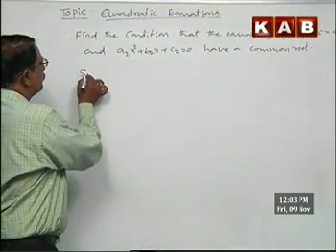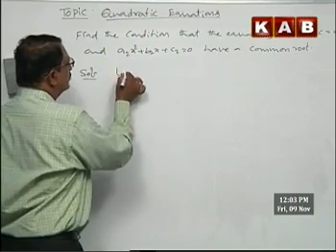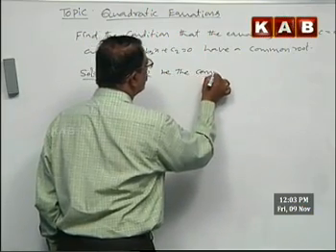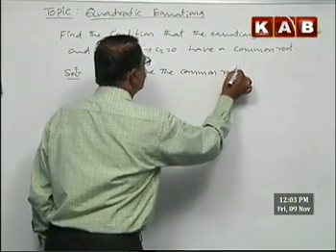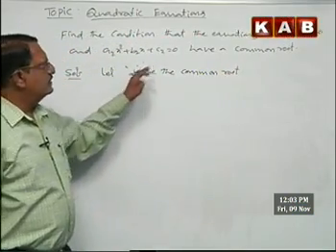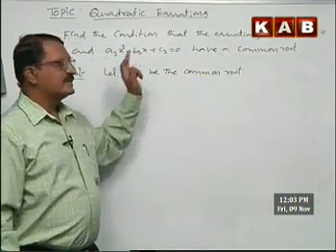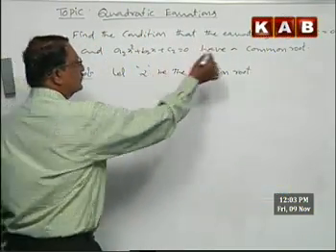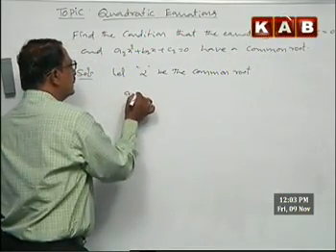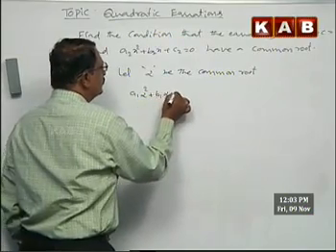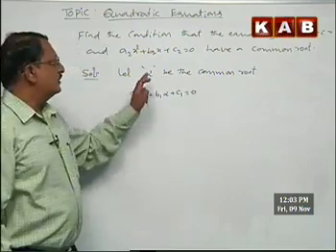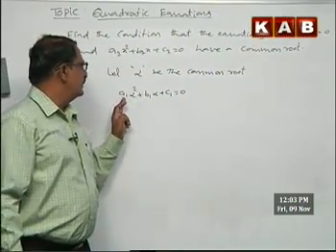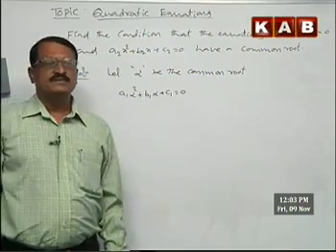Now, solution. First, let alpha be the common root of the given equations. Alpha is a root of the first equation, and it is also a root of the second equation. If alpha is a root of the first equation, then substituting alpha in the first equation, it must be satisfied: a1 alpha square plus b1 alpha plus c1 equals to 0.